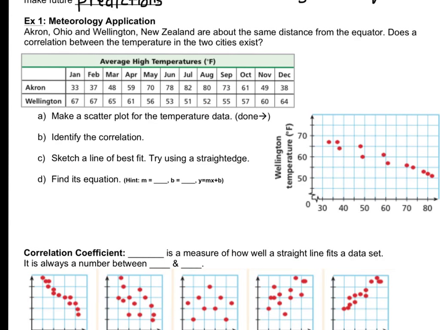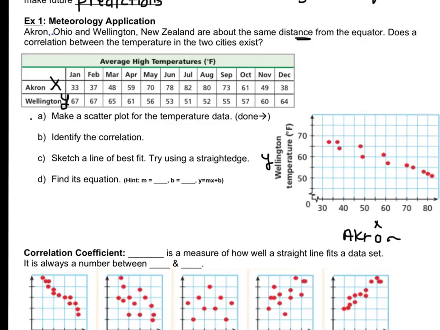So somebody thought it'd be really interesting to see if there was a relationship in temperature between Akron, Ohio and Wellington, New Zealand, because they're about the same distance from the equator. So is there a correlation between those two cities? The first thing you'll do is make a scatter plot of the temperature data. So we will put the temperature for Akron on the x-axis, the temperature in Wellington on the y-axis, label the x and y axes accordingly. Here's Wellington, this is Akron, it got cut off.